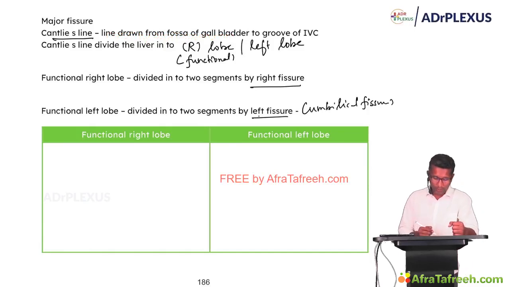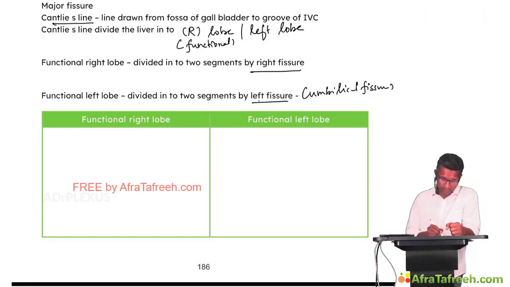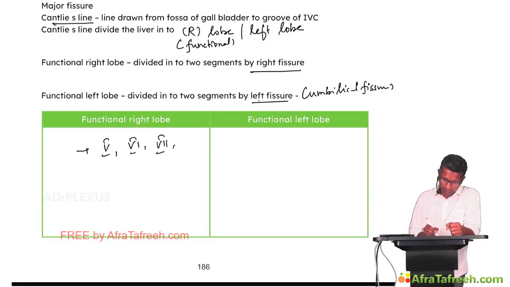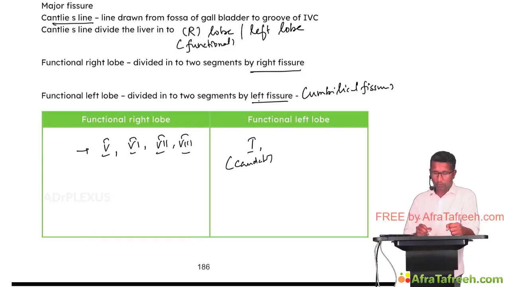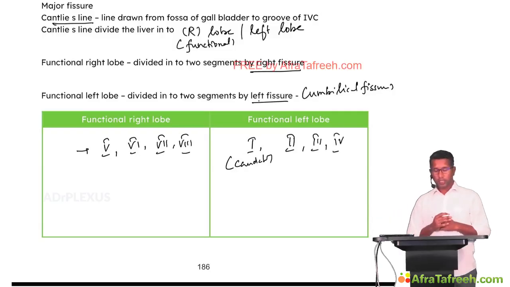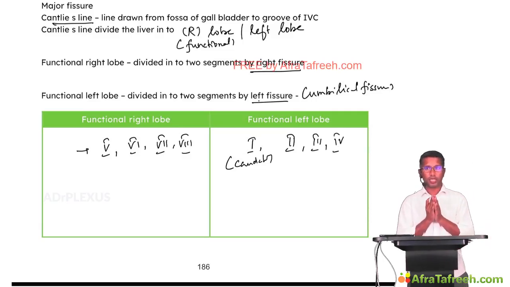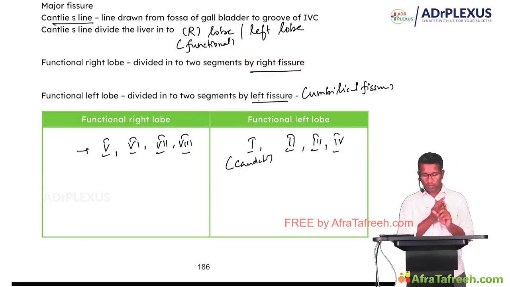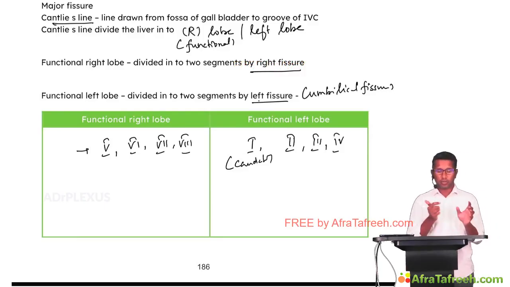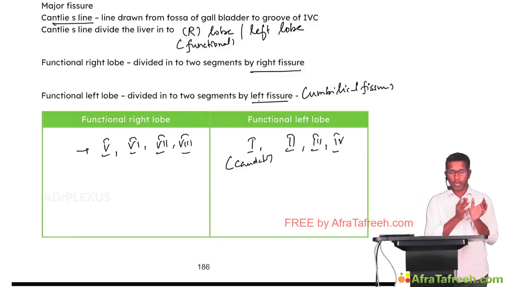Okay, so if you take the right functional lobe, what are the segments present in it? You have the 5th segment, the 6th, the 7th, and the 8th segment here. Whereas the left functional lobe has segment number 1, which is the caudate lobe, and segments 2, 3, and 4. Okay, please be clear, each of these has individual portal veins, individual hepatic veins, and individual bile duct radicles. So they have an individual portal triad along with them.